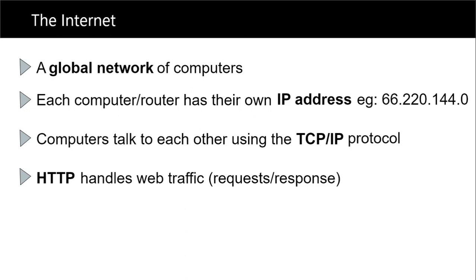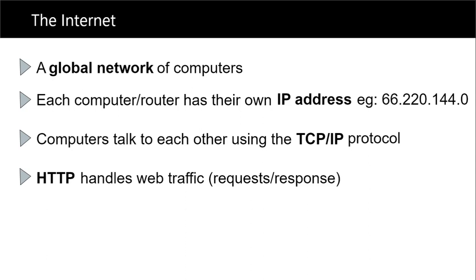So, what is the internet? The internet, as you all know, is a global network of computers. These computers have what's called an IP address to uniquely identify them, just like the address for your home, and they are assigned to you by internet service providers. Each computer or router has its own IP address, usually in the form of 4 numbers with dots in between. As you can see in this example, it's actually a Facebook IP address.